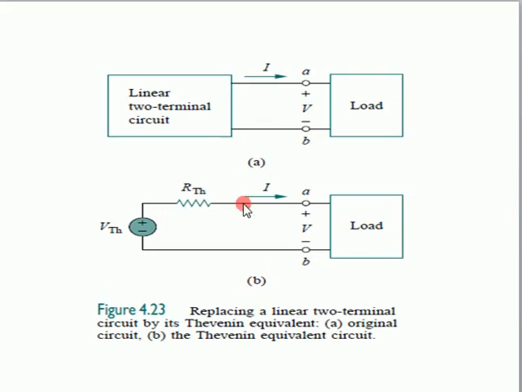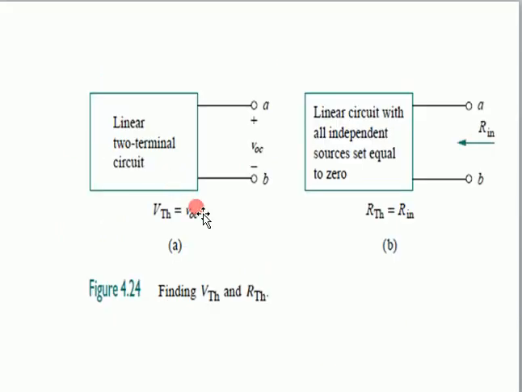And here we are mentioning these figures, that this can be replaced by this. And how will we do this? First of all, we remove the load from the terminals AB, making it open, and the other circuit is as it is, and from here we will find the open circuit voltage, that will be the V Thevenin. And when we have to find the R Thevenin, then all the independent sources will be set equal to 0, and we will see the resistance from these open terminals, and that resistance will be the R Thevenin resistance.